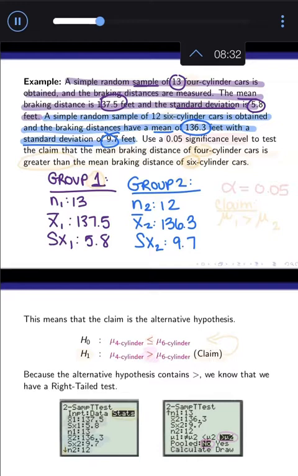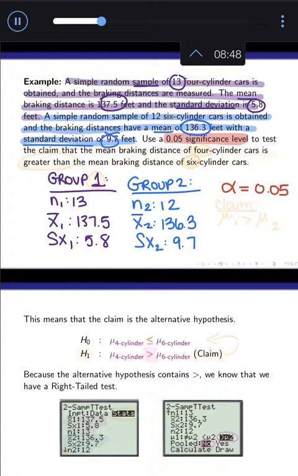Okay, that's almost everything. Let's see what else they tell us. They also tell us that our significance level, our alpha, is 0.05. So let's go ahead and write that off to the side. And let's see, what else do they tell us?